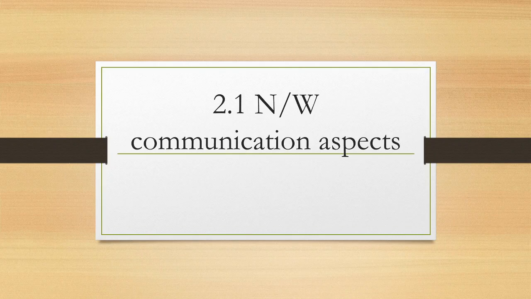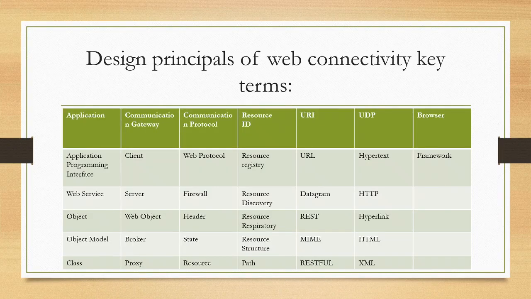Second chapter is Network and Communication Aspects 2.1. Design Principles of Web Connectivity. Key terms are application and app. It refers to a software for applications such as creating and sending an SMS, measuring and sending the measured data, receiving signals from a specific sender, etc.